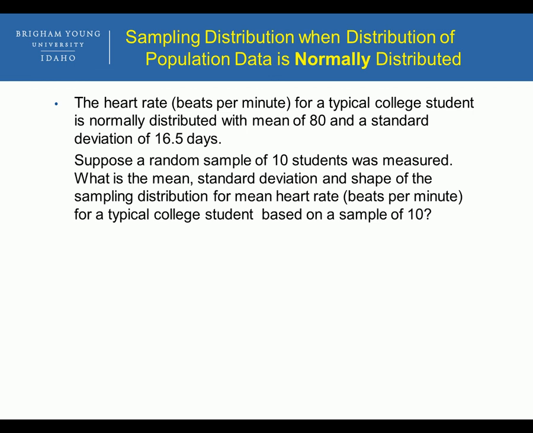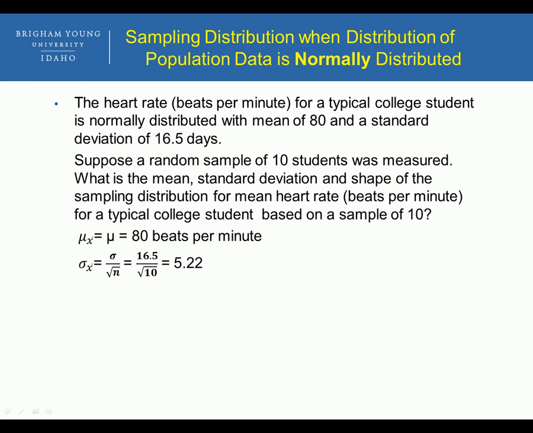So first of all, what is the mean? Let's review that. What is the mean of the means? Well, the mean of the means is equal to the mean of the original population, which is 80. The standard deviation, what is the standard deviation? Well, the standard deviation is taking the original standard deviation, which is 16, divided by the square root of our sample size, which is 10. We get this to be 5.22.